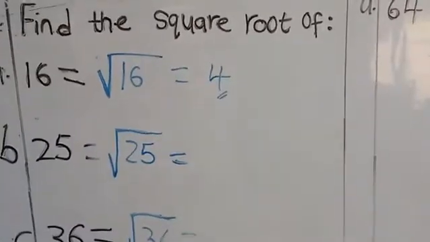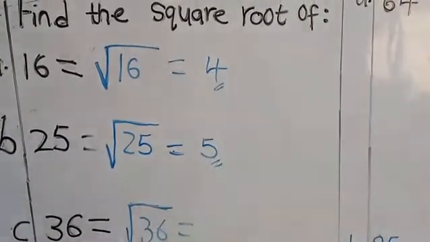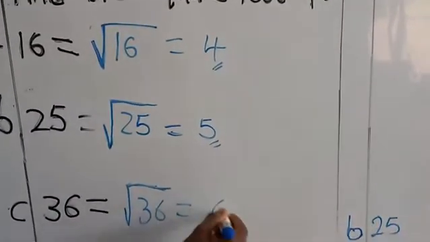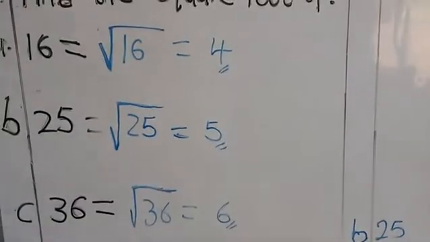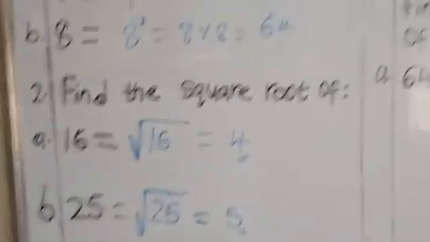We do the same thing here. 5 times 5, 25. So 5 is the square root of 25. Likewise here, 6 times 6 is 36. So 6 is the square root of 36. Now over to the other side.